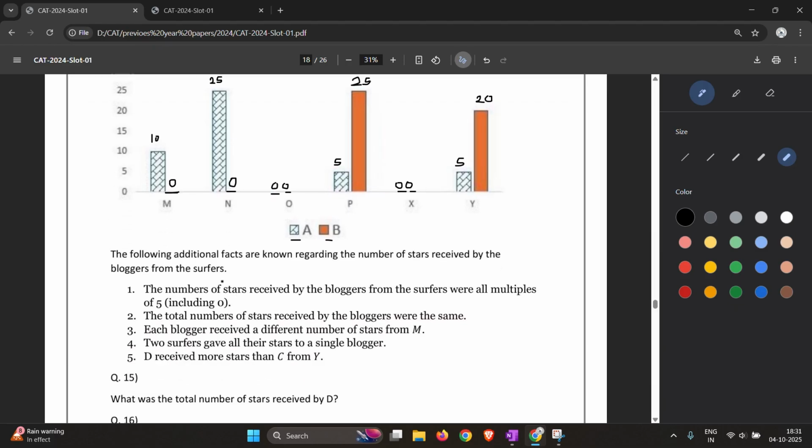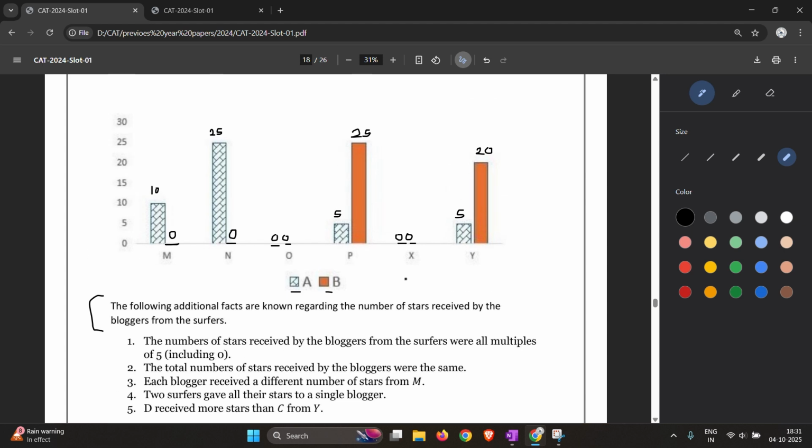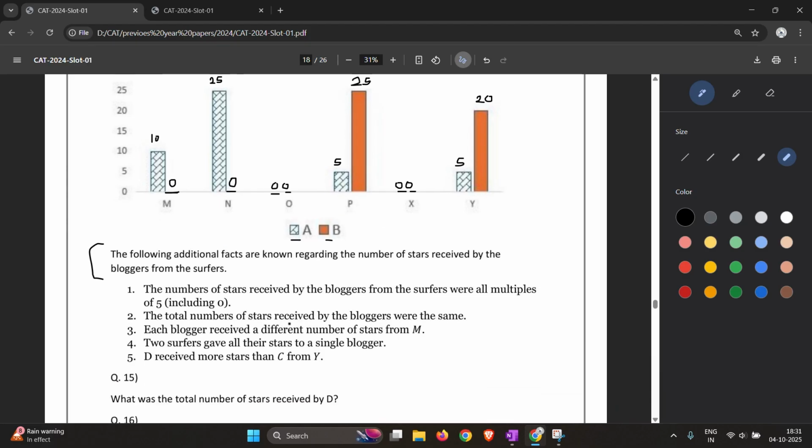Now let's go ahead and read what additional facts we know. The number of stars received by the bloggers from the surfers were all multiples of 5, including 0. So the only possible way that they can give stars is in multiples of 5. Now we know that there are no 3 stars or 2.5 stars or stuff like that. The total number of stars received by all the bloggers were the same. So every single blogger received the same number of stars.